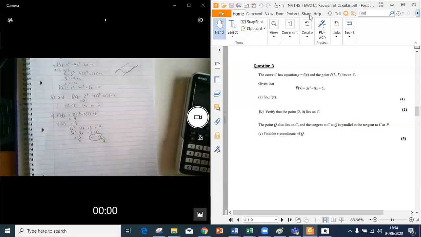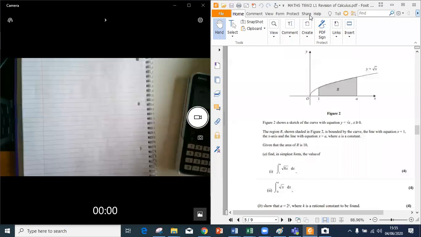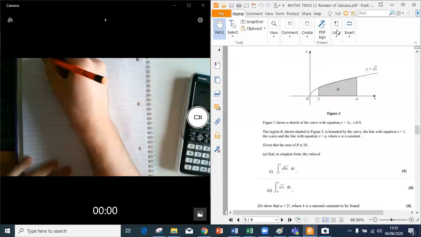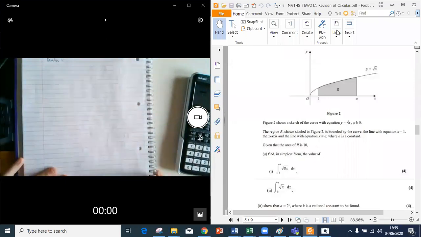Again, I'm going to pause it. Okay, question 4. So again, have a try of this one yourself. So we've got that area there, and it says, show us a sketch of y equals root x. The region R is bounded by x equals 1, the x-axis, and x equals a. So we don't know what a is, just that it's a constant. And we're given that the area is 10.